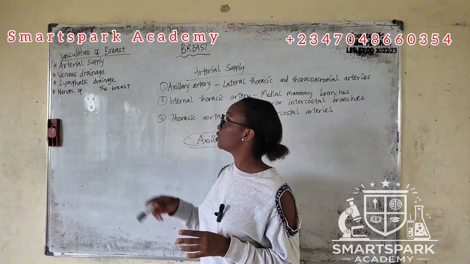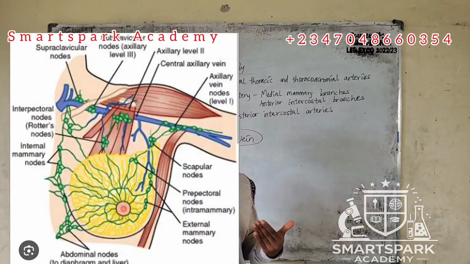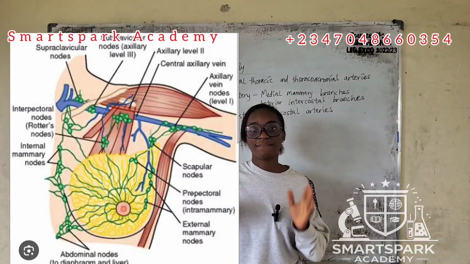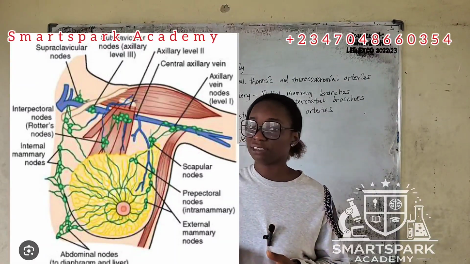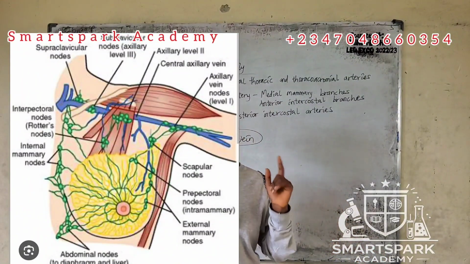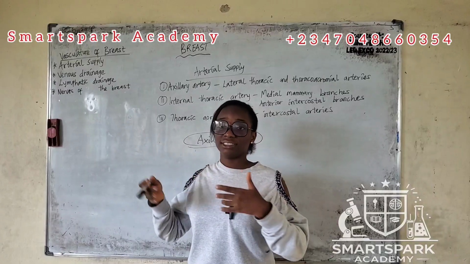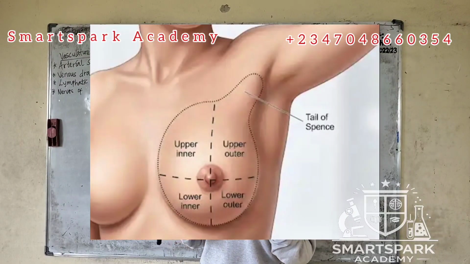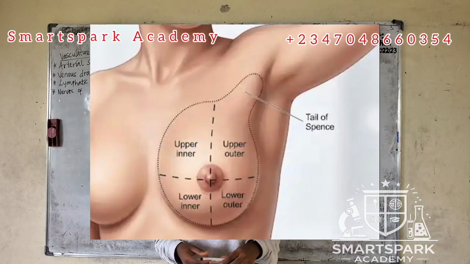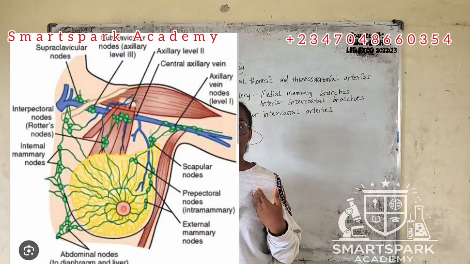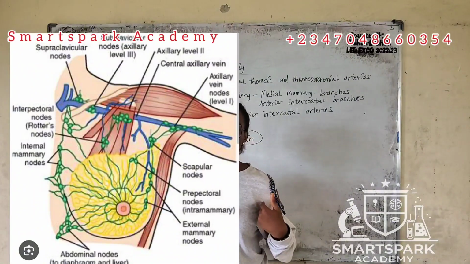For the lymphatic drainage of the breast, lymph passes from the nipples to the areola and lobes of the mammary glands to the subareolar lymphatic plexus. Now, lymph drainage from the subareolar lymphatic plexus is as follows. From the diagram, you can see the breast is divided into four quadrants: the upper outer quadrant, upper inner quadrant, lower outer quadrant, and lower inner quadrant.